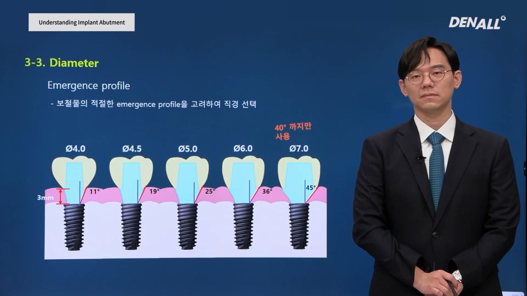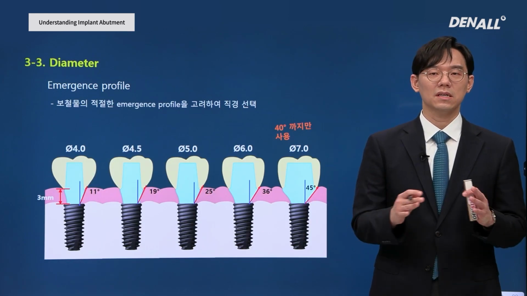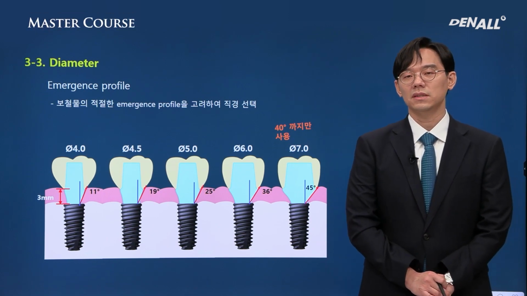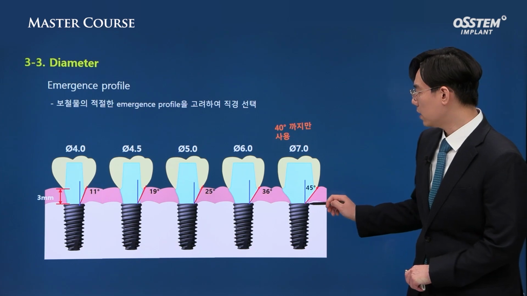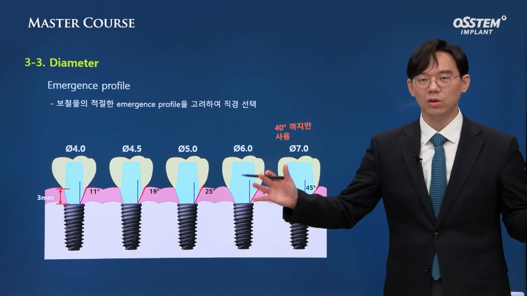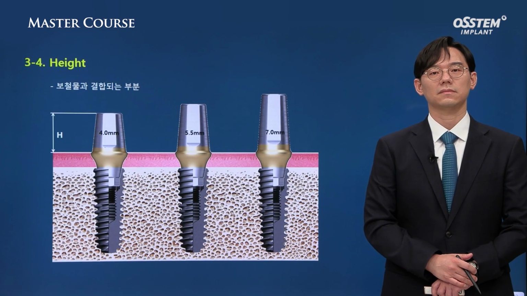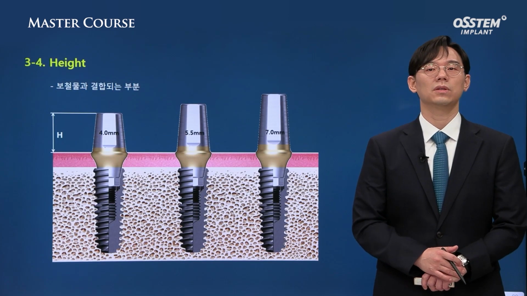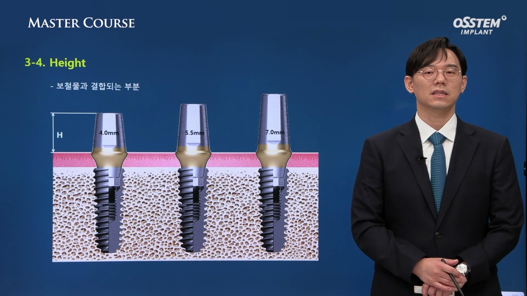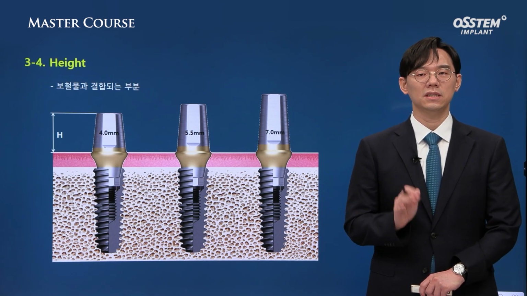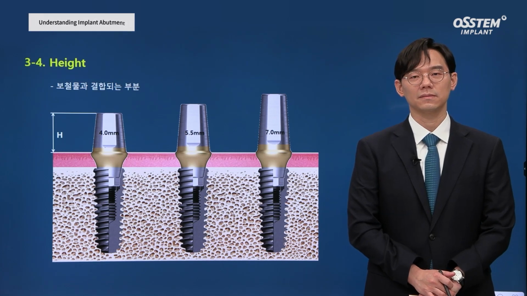affects the emergence profile. You need to think of the emergence profile as you choose the diameter. Based on the implant axis, you need to avoid an abutment which spreads like a dish with over 40 degrees. The height refers to the height of cementation. In stock abutment, the height is 4 mm, 5.5, and 7 millimeters.